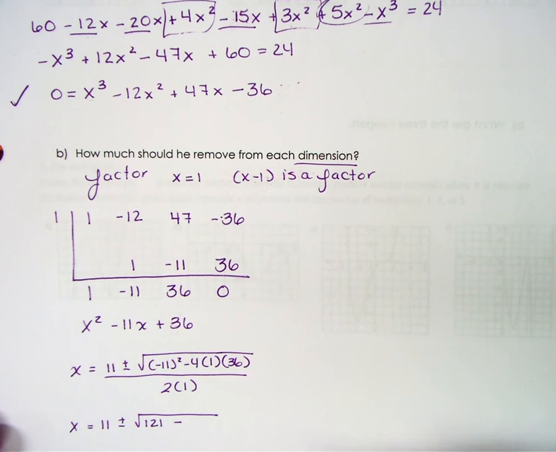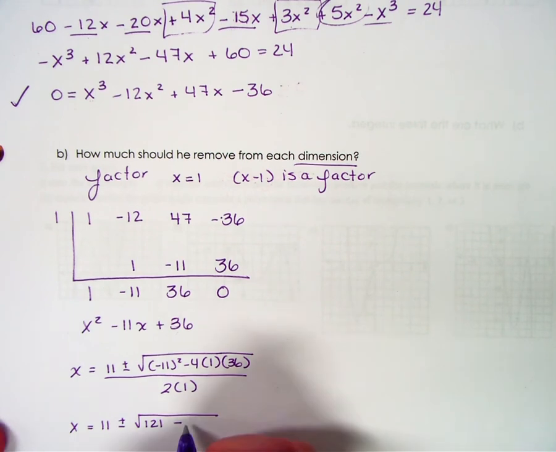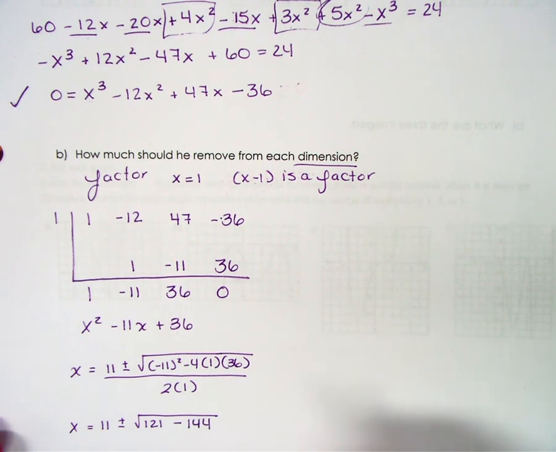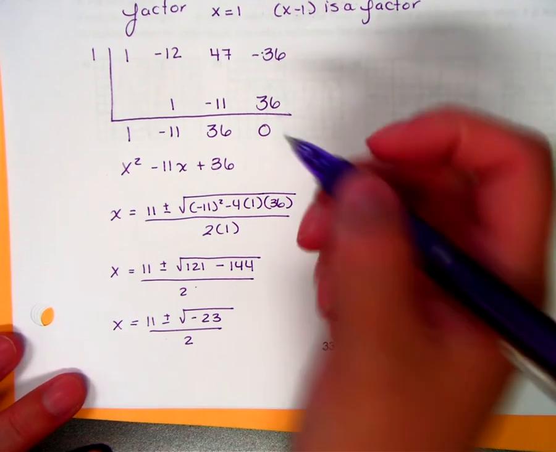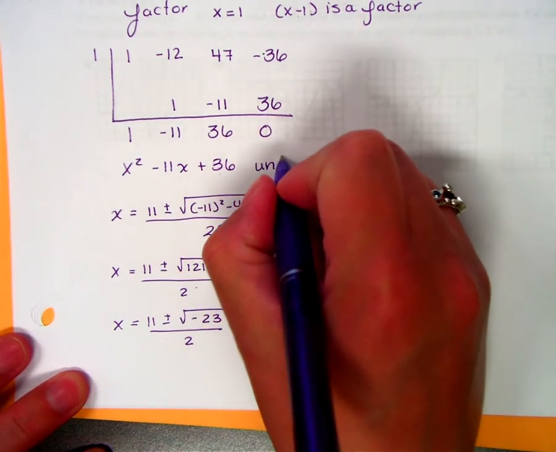What's 36 times 4? It's 144. Anybody see a problem? One of them is going to be imaginary. Can I deal with that? No. So this is unfactorable.